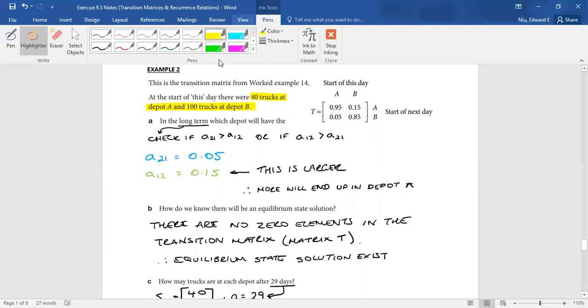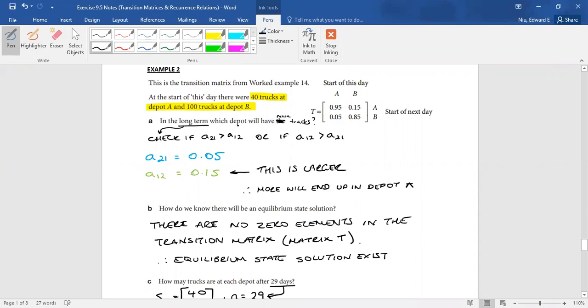Give me a second, guys. Right, so this here should say more trucks. So in the long term, which depot will have more trucks?